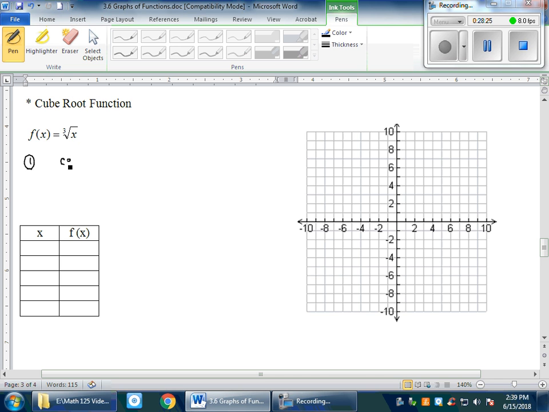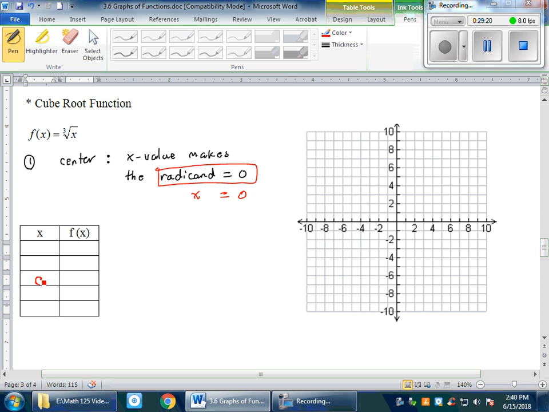Okay, so the center of the cube root function will always be the x value that makes the radicand equal to 0. So in this case, what is my radicand? My radicand is x. So which value is going to make it 0 when you solve for it? Then x is equal to 0. So that's how I know that my center will be 0.